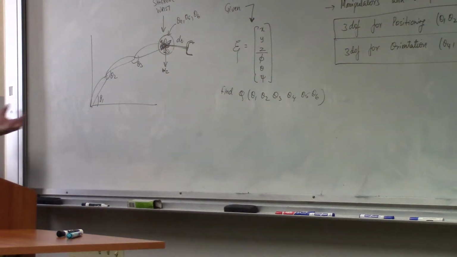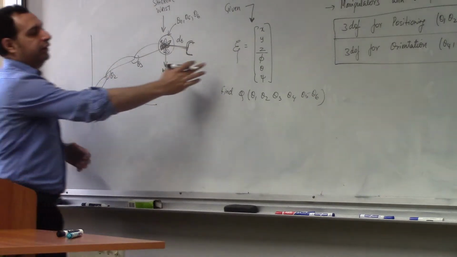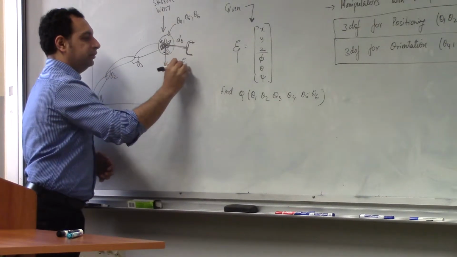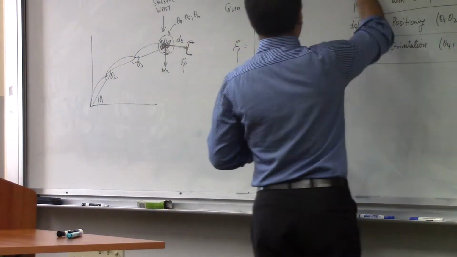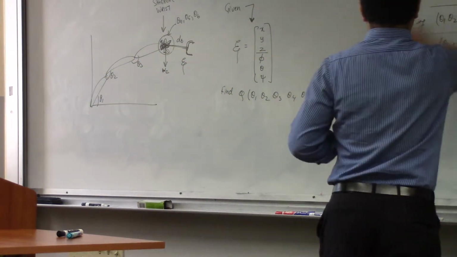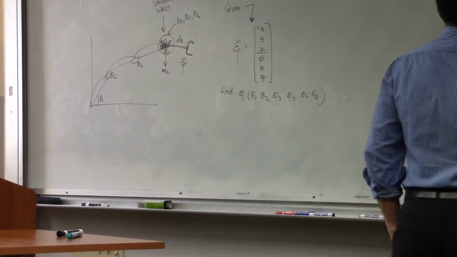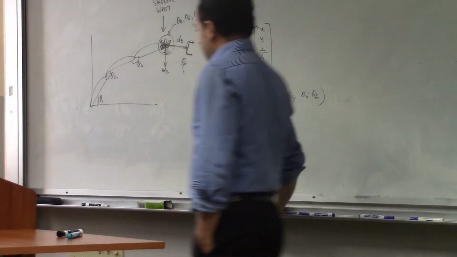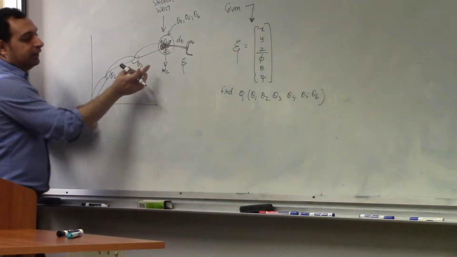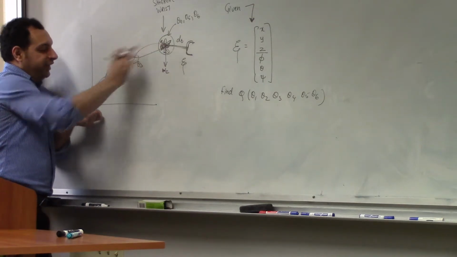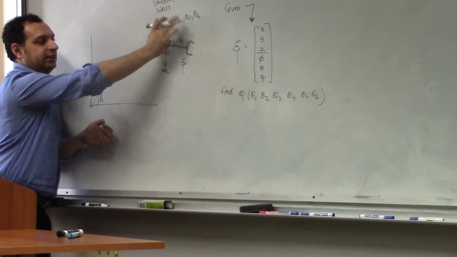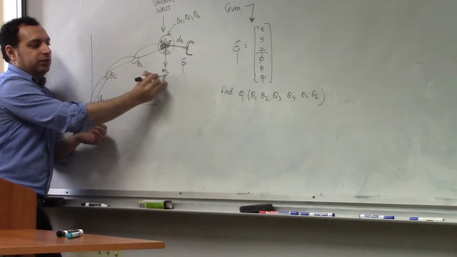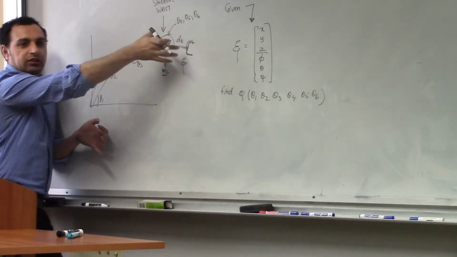Okay. So how do I find all of them if I only know eta? Eta is the end effector position and orientation. The way we do that is, we'll start off by defining the wrist center. If I know the wrist center, the position of the wrist center is defined by θ1, θ2, θ3, right? θ4, θ5, θ6 have nothing to do with the position of the wrist center. They only change the orientation of the wrist.